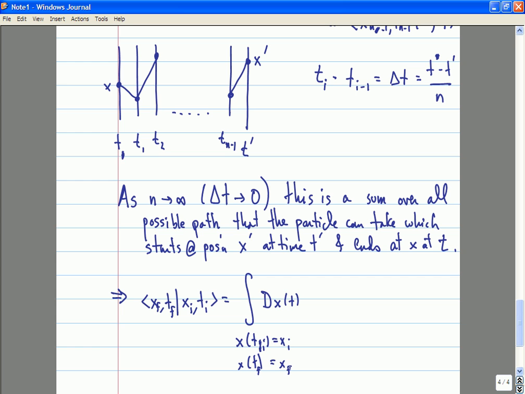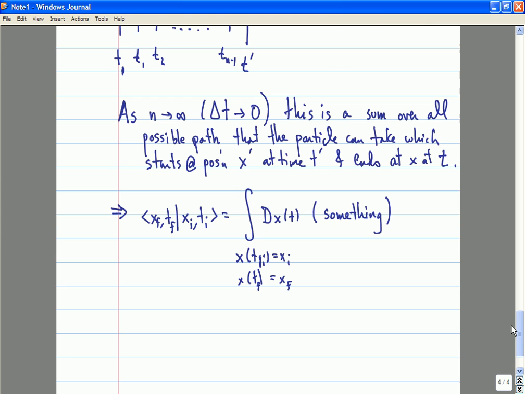And it should be a path integral of something. So this is an integral over all paths. And then the question, the name of the game, is to identify the integrand.